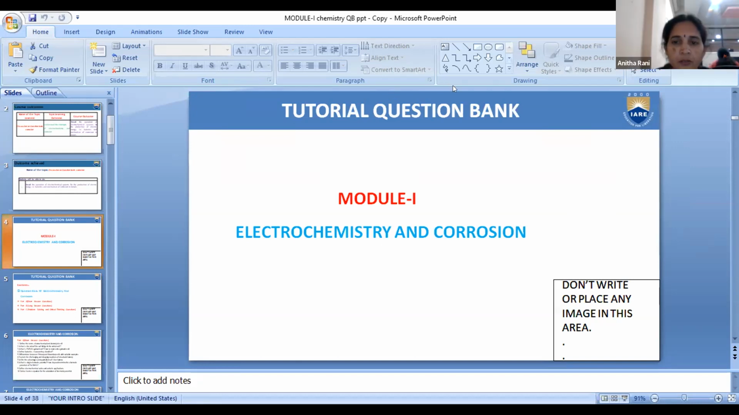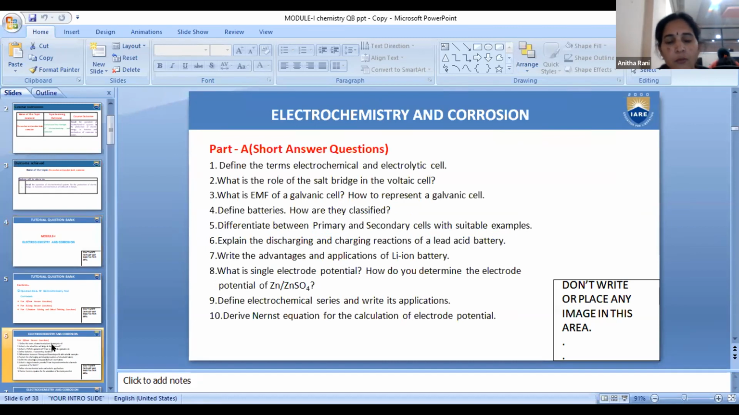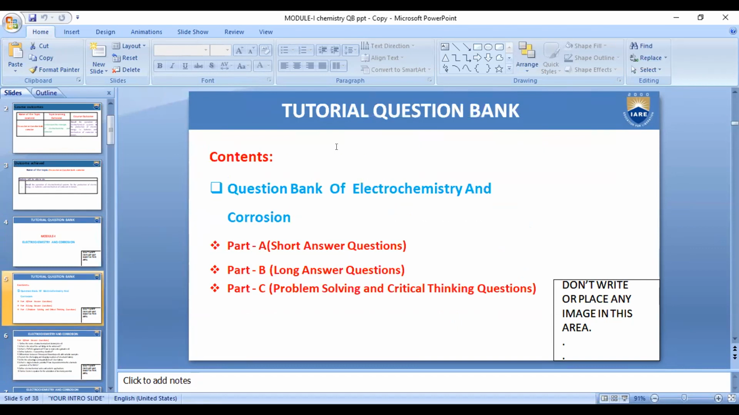Okay ma. So concentrate on your studies from today onwards. So we'll discuss question bank module 1. After completing, one student asked me to explain about lead acid battery and lithium ion battery. Those 2 batteries we'll discuss. Okay?